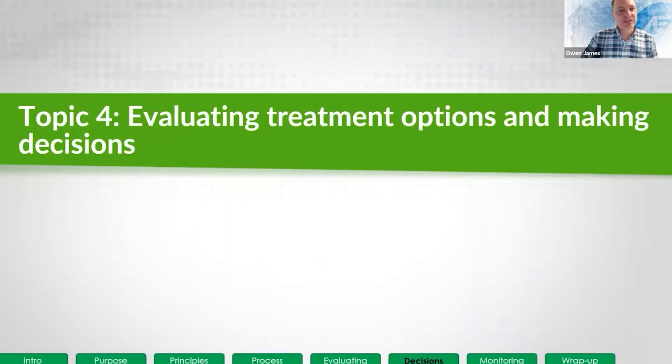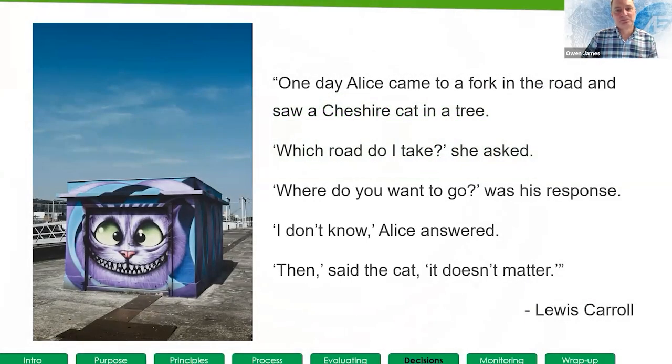Evaluating treatment options and making decisions. So I think we're in the home straight here. I like this caveat, this comment here. One day Alice came to a fork in the road and saw a Cheshire cat in the tree. So if you don't know, this is from Alice in Wonderland, written by Lewis Carroll. Which road do I take? said Alice to the Cheshire cat. Where do you want to go? said the Cheshire cat. I don't know, Alice answered. Then the cat said, it doesn't matter.